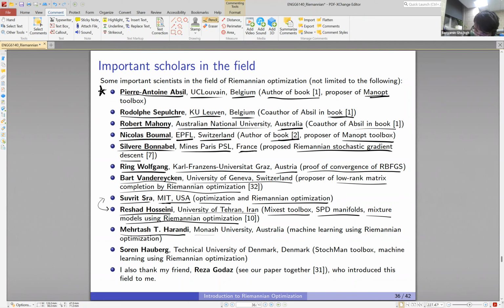Mehrtash Harandi at Monash University in Australia. He proposes a lot of machine learning algorithms and signal processing algorithms using Riemannian optimization. Søren Hauberg at the Technical University of Denmark. He has proposed the Stochman toolbox. You remember? It was for stochastic manifolds or noisy manifolds. Also, he has used Riemannian optimization in machine learning. I also thank my friend Reza Godaz, see our paper together, who introduced the field of Riemannian optimization to me. I also thank Professor Reshad Hosseini, who helped me understand this field too.